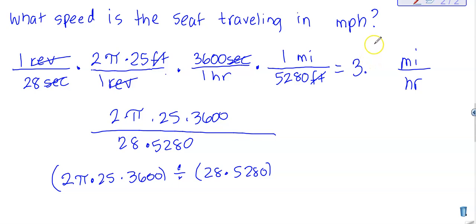So what do we get? 3.82 miles per hour. So I don't know that that's really that fast. I can walk that fast. But there you have it.